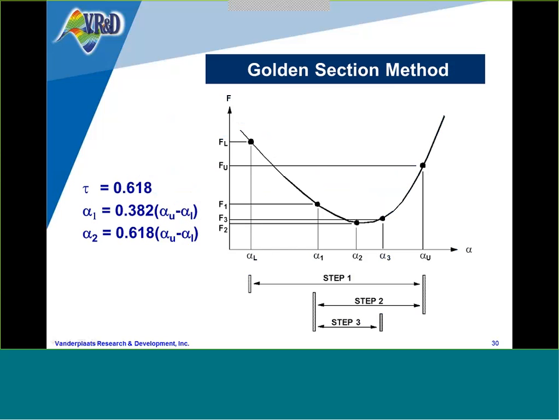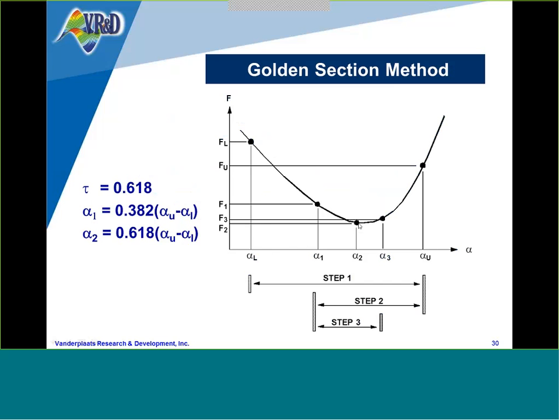An alternative method is called golden section. It's not quite as efficient as what's known as Fibonacci search, but it's easier to code, and it actually works better for a lot of problems, since it takes one fewer function evaluation. The idea here is we first get lower and upper bounds, and then we get two interior points, alpha 1 and alpha 2. Alpha 1 is 38% from the lower bound. Alpha 2 is 62% from the lower bound, or 38% from the upper bound.